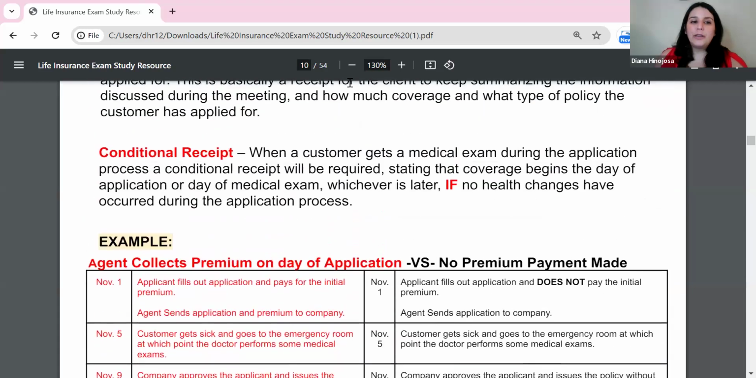So guys, make sure that you review this chart. Make sure that you review the conditional receipt and this whole concept in general, okay? Because this is an important concept.